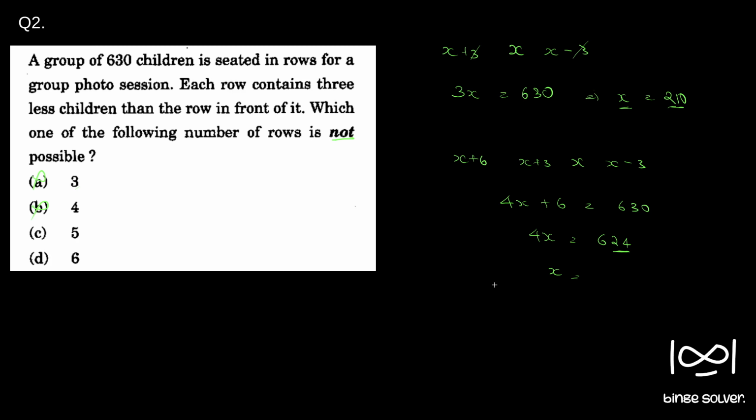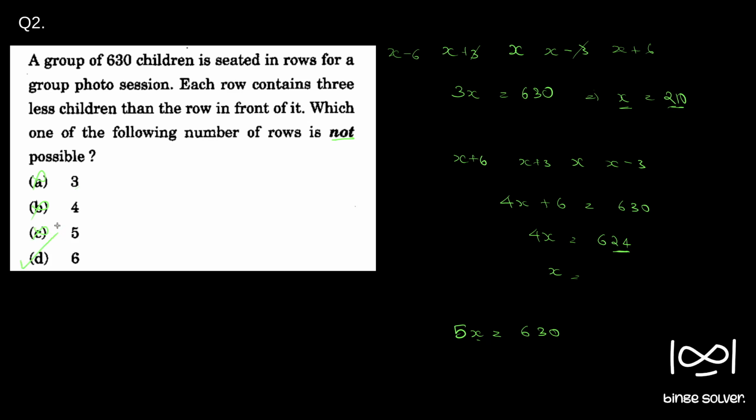And for 5, similarly, if you take x minus 6 and x plus 6 as the combination and add up, we will get 5x is equal to 630. As you can clearly see, 630 is divisible by 5, and x is a whole number. So for 5, we can find some x so that we can arrange it like this: 5 rows, with each row 3 less than the row in front of it. So x is possible here also. So 5 is not the answer.